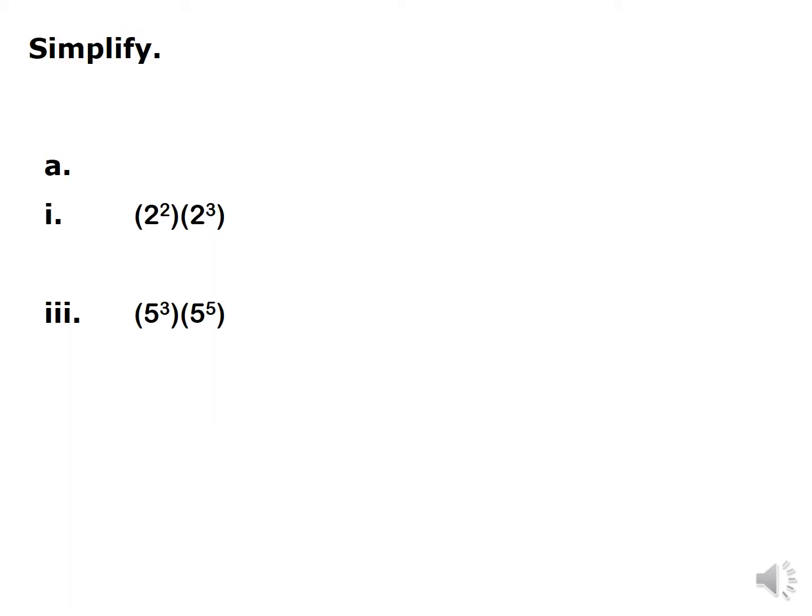Okay, if you were going to simplify this, remember the rule. When you're multiplying 2 squared times 2 cubed, then you add the exponents. 2 plus 3 equals 2 to the 5th. So this would be 5 to the 3 plus 5, which is 5 to the 15th.